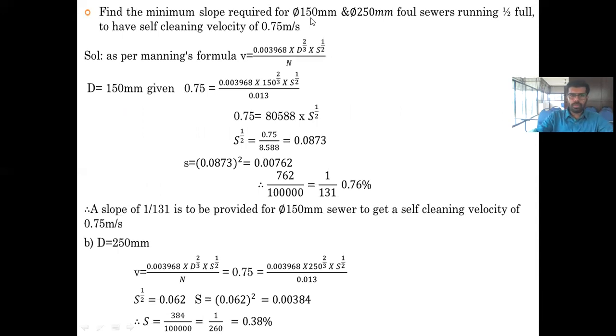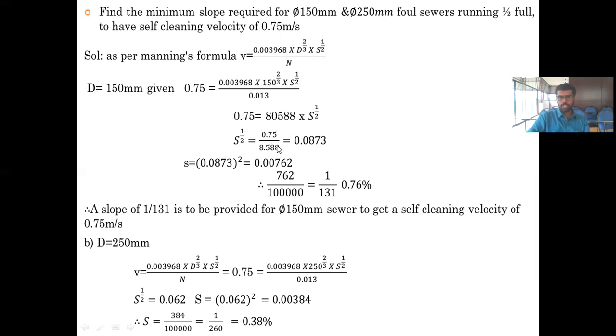Find the minimum slope required for 150 mm and 250 mm foul sewers running half full to have a self-cleansing velocity of 0.75 meter per second. So as per Manning's formula, this is the formula that you know. Diameter is 150 mm, it is given. N is 0.013, the roughness coefficient. So velocity is given, N is given, diameter is given.